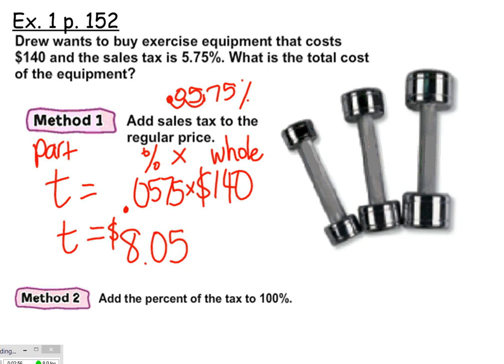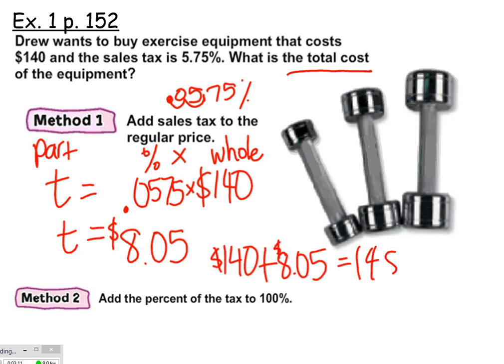The question is asking not for the tax, but the total cost. So now you add the original price, $140, plus tax, which is $8.05, which gives you a grand total of $148.05. Now method 2 is slightly different.